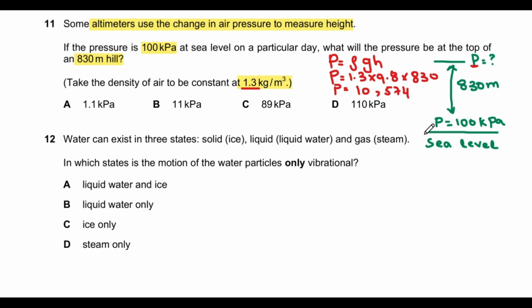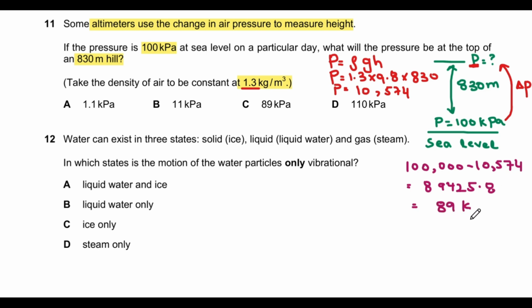10,574. Going from sea level to the height 830 meter, we experience the change in pressure to be 10,574. This is the change in pressure. Now what is the pressure at the height 830? To get this pressure, I'll subtract the change in pressure from the sea level pressure. The pressure at height 830 would be 89425.8 Pascal, and when you round it off it would be 89 kilopascal, and option C is correct, 89 kilopascal.